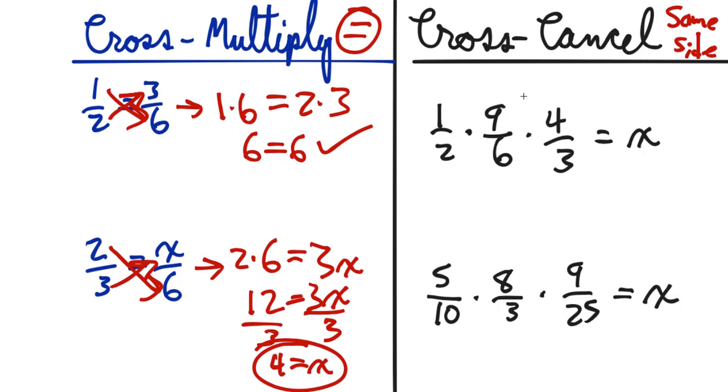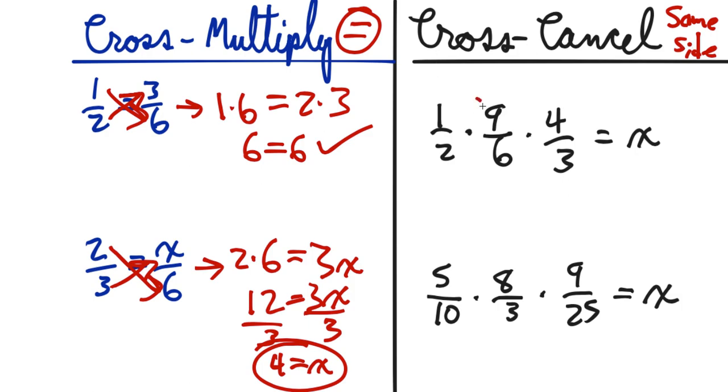But let's go to the right-hand side: cross-canceling, same side stuff. So I'm going to leave the right-hand side, in this case the x, alone. I want to cancel stuff. Now I can cancel. It's also called top-bottom canceling. I just call it cross-cancel. Maybe it's called something else in your sphere of the world, but I was taught cross-canceling, so I'm going to call it that.